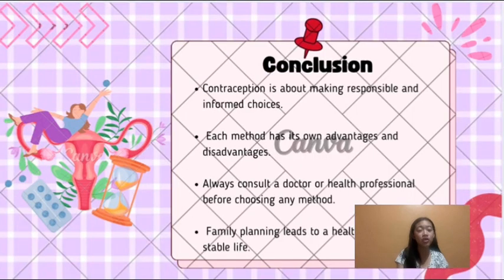So in conclusion, contraception is about choice and responsibility. There are many types: natural, barrier, hormonal, and permanent. Each type has its own advantages and disadvantages. But magpakonsulta gyud sa mga professional or health center para makapili gyud sa saktong method para nimo, and it leads you to a healthier and more stable life.